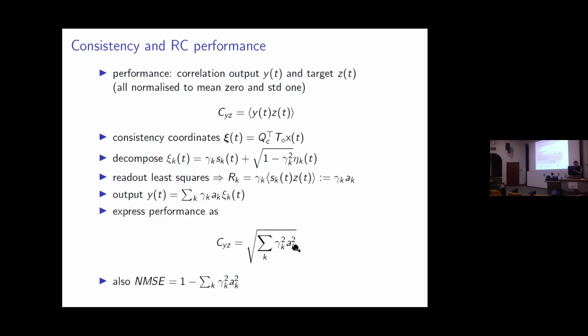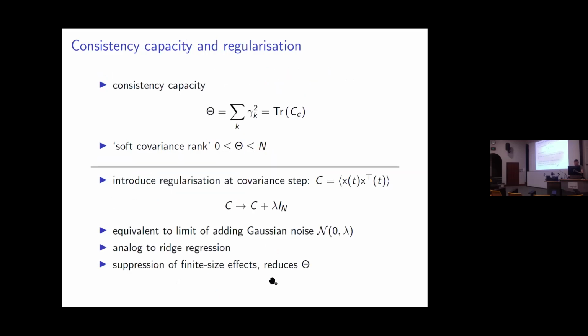The same expression here below the square root recurs in the normalized mean square error. So we said, okay, if we want a generic performance predictor, the best assumption that we can make about these AKs is that they are actually independent of the gammas. So we can split off this sum over the gammas. And this led to the consistency capacity, which is actually the main topic that I want to talk about.